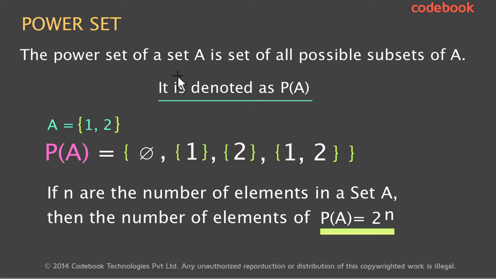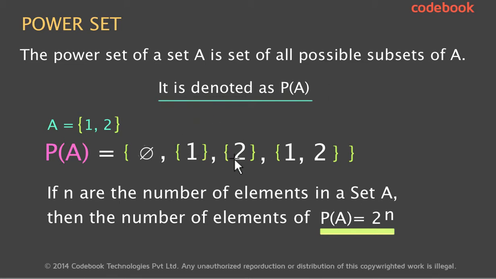The power set of the set A is the set of all possible subsets of that set A, and it is denoted with P of A. So let's look at an example. A equal to {1, 2}. So what are all the possible subsets of this set A?